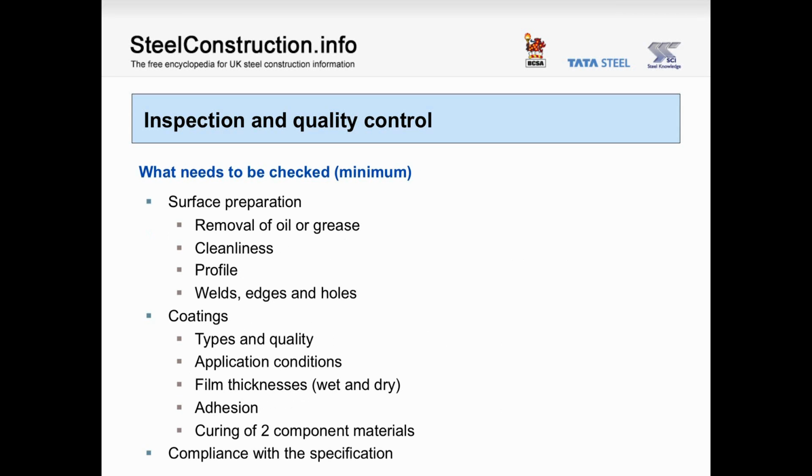Things that need to be checked. As a minimum requirement, the factors that have the greatest influence on the success of the protective treatment should be included. These are surface preparation, which starts with the removal of grease or oil contaminants, followed by cleanliness and profile, taking into account welds, cut edges and holes, etc. Then there are the coatings, whether they be metal or paints, their application and adhesion to the substrate. And modern two-part paint coatings such as epoxies to check on full curing.